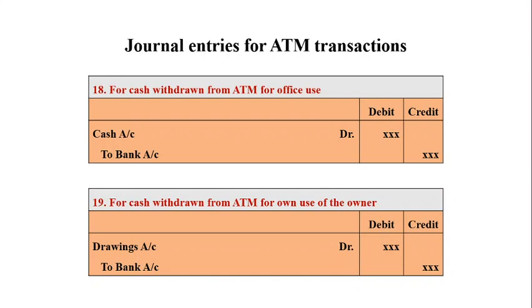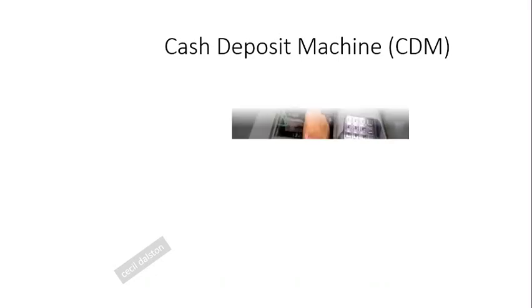19. For cash withdrawn from ATM for own use of the owner. Here the accounts involved are drawings representing the owner and bank. Both are personal account. The owner receives and therefore drawings account is debited. Bank makes the payment, so bank account is credited. So the journal entry is drawings account debtor to bank account.